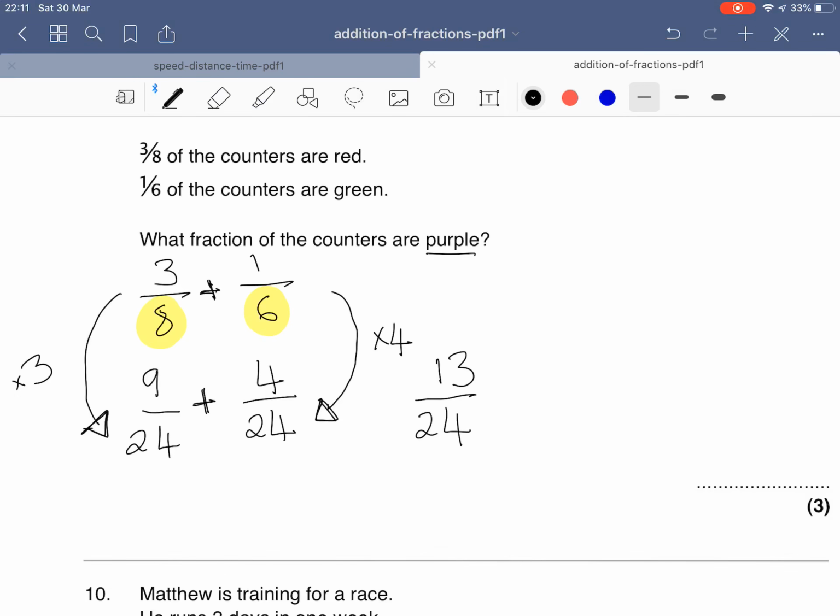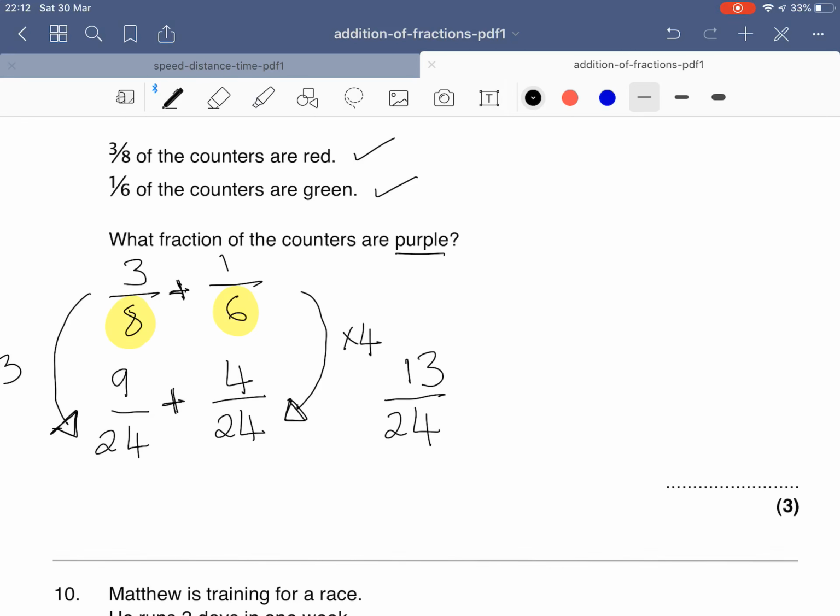So if 13 out of 24 are the red and the green, the rest have to be purple. So how many would you add to 13 to get 24? So we would add 11. So 11 have to be out of the 24, have to be purple.